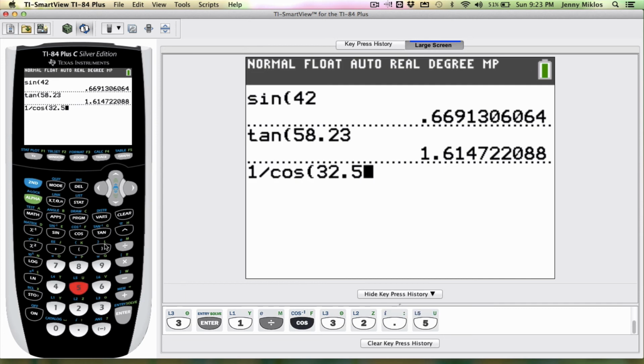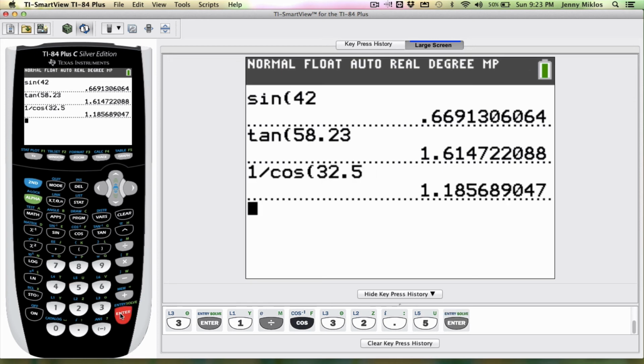Okay, so I need to know which trig functions are reciprocals of each other. So I know it's sine and cosecant, cosine and secant, tangent and cotangent. And we know a reciprocal really means 1 over whatever the other value was. So when I press enter, I get 1.1857. So ratios, we're always rounding to 4 decimal places.